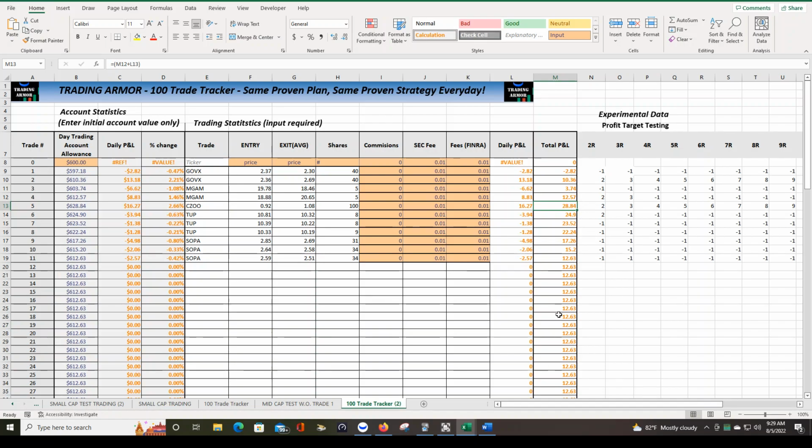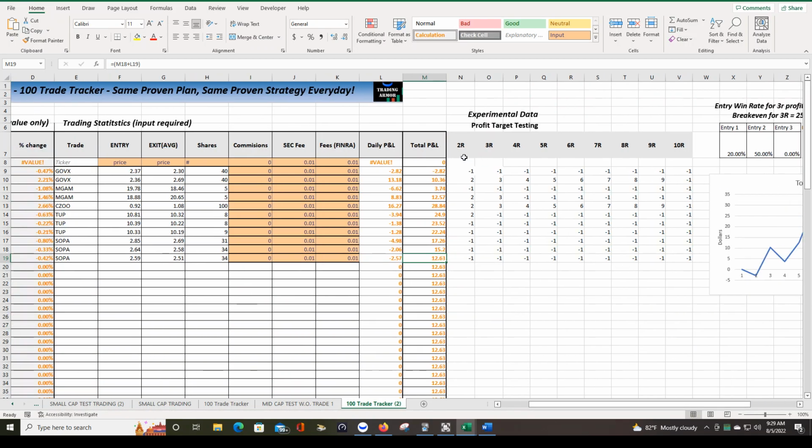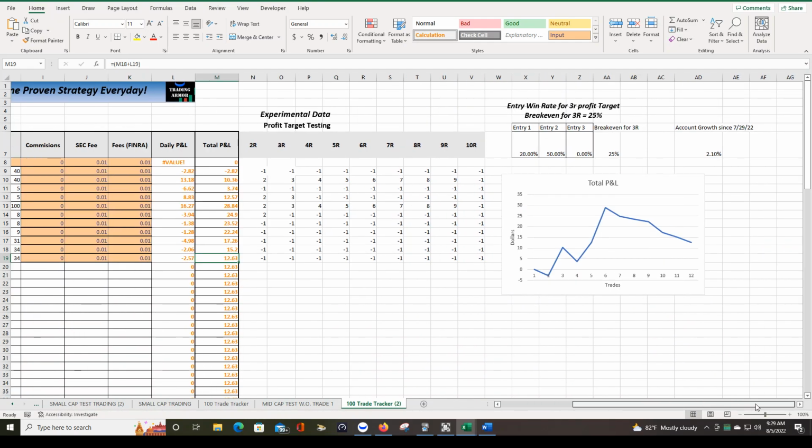Of course, there's going to be a lot of fluctuation with a trading plan like this, trading the top gainers, extremely volatile stocks. We could even go in the red at some point and then bounce back. We're also tracking multiple profit targets all the way up to 10R, and you can see the results of that over here. We're holding till 3R, and then this is our P&L curve so far.